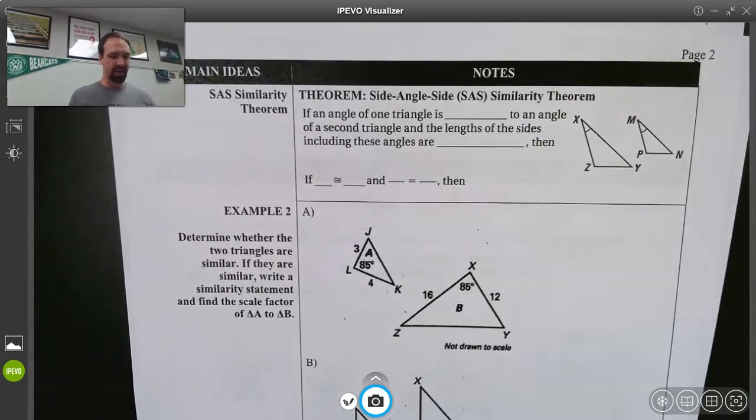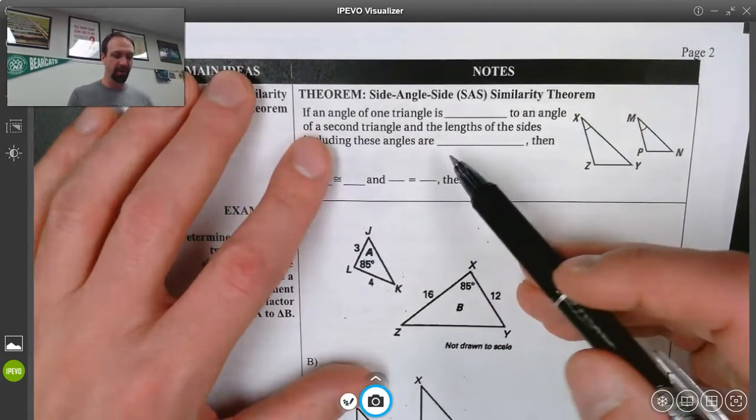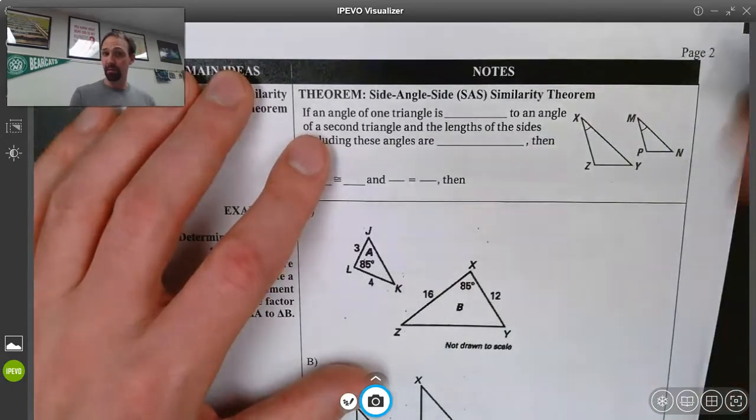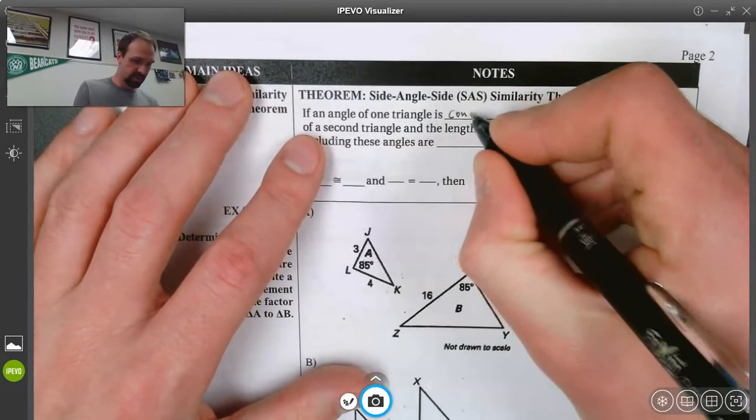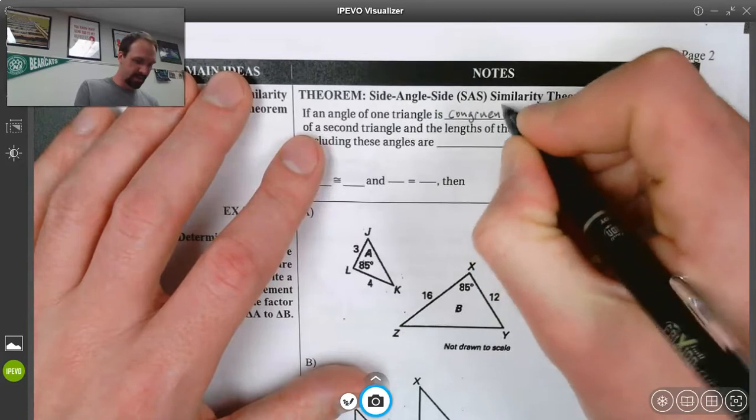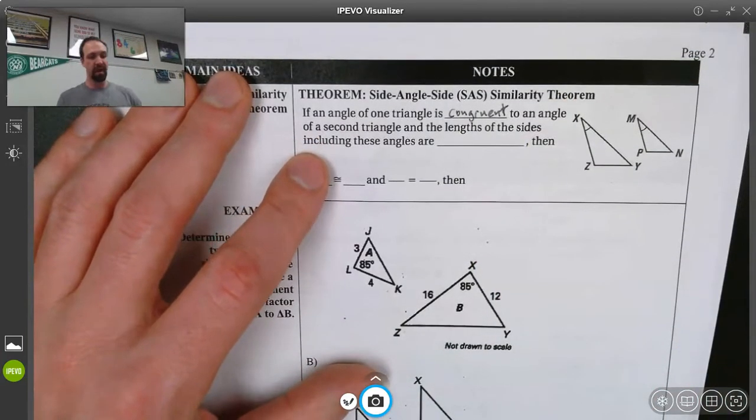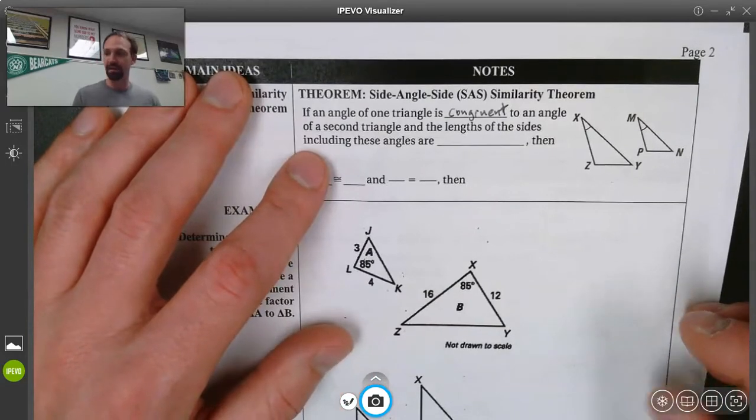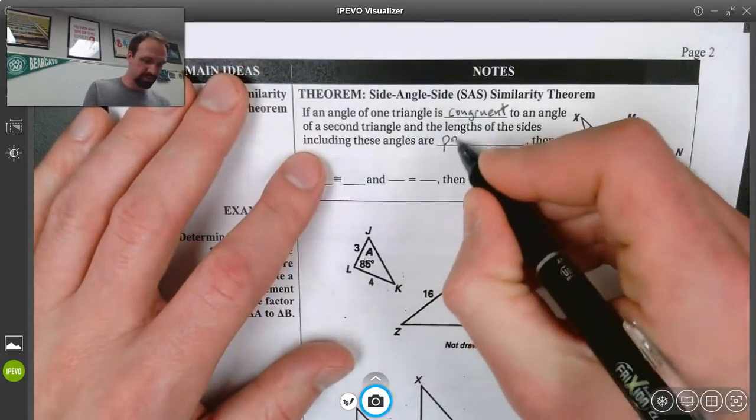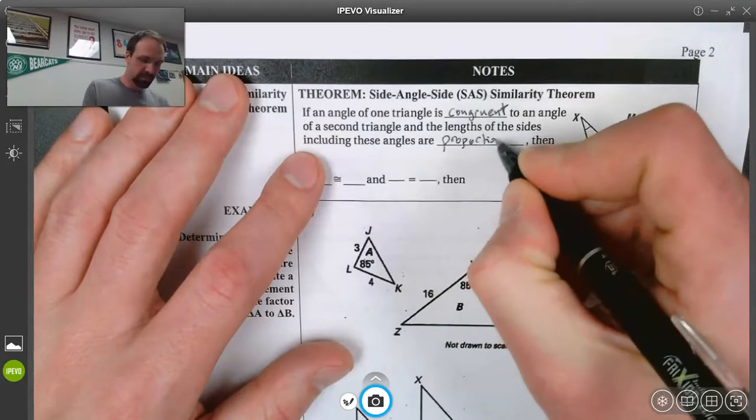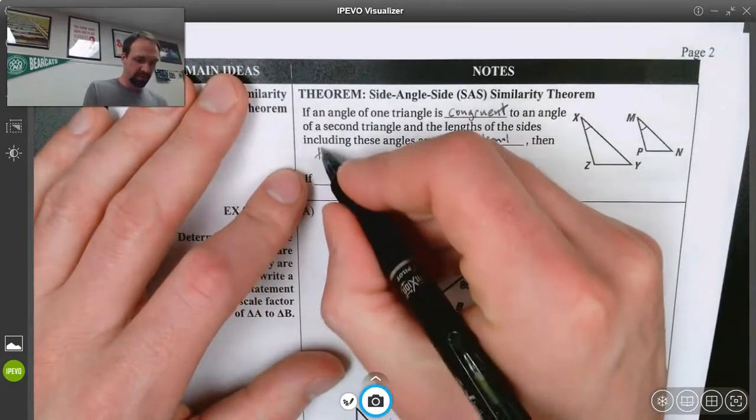So jumping in now, side angle side similarity: if one angle of one triangle is congruent, remember congruent means the exact same angle measure, shape, all that, to an angle of a second triangle, and the lengths of the sides including these angles are proportional, then the triangles are similar.